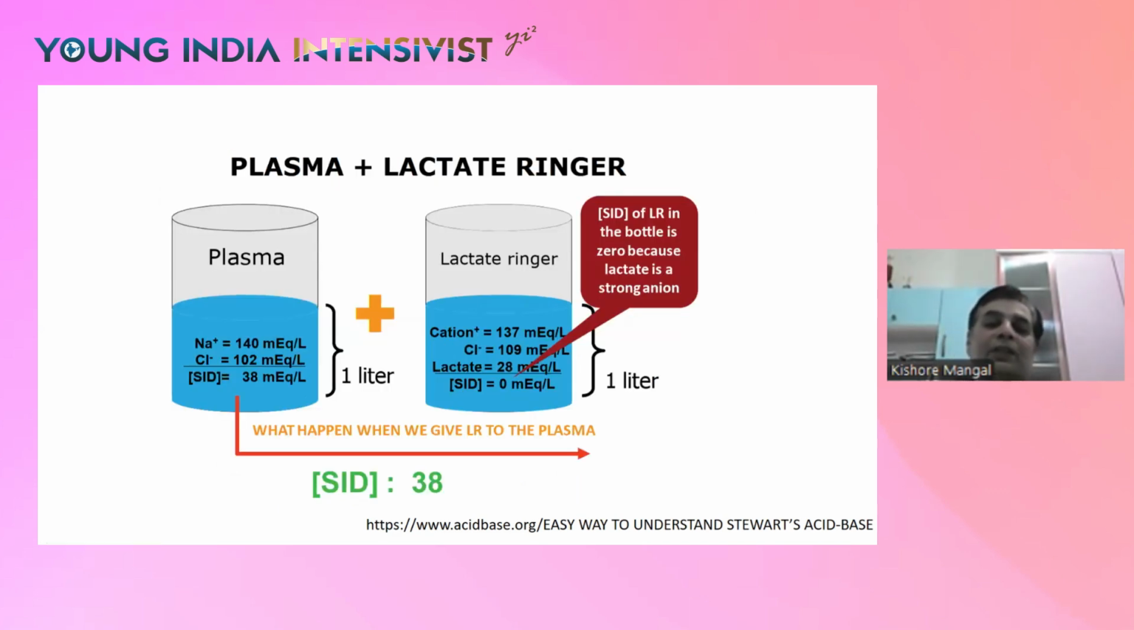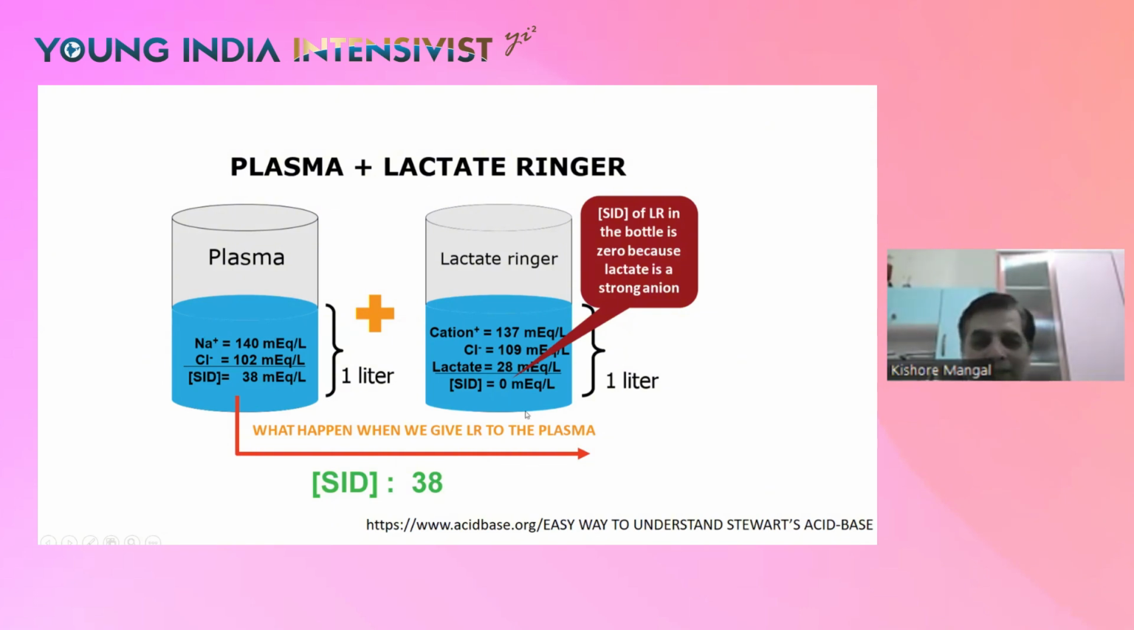What will happen if we give Ringer's lactate or other similar solutions? Here is plasma with sodium 140, chloride 102, SID 38. We give 1 liter of Ringer's lactate. Here the cations are 137, chloride is 109, lactate is 28, so the principle of electroneutrality is maintained. SID here is 0. So if we give this, the SID should become half of that, around 19?